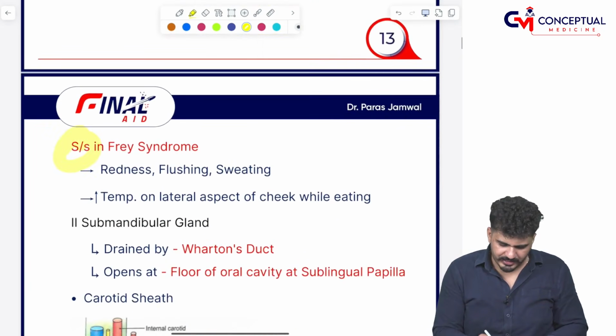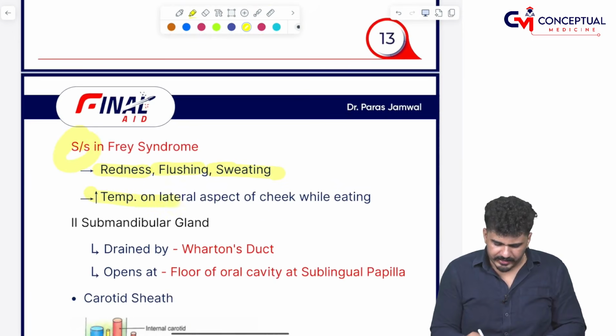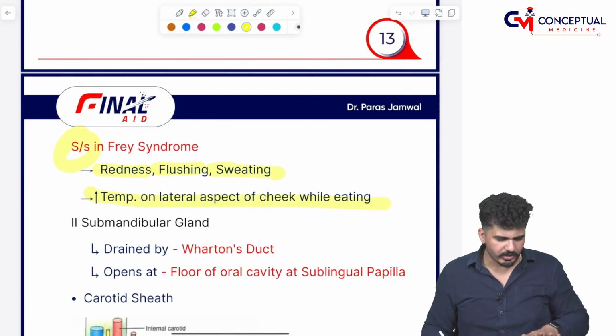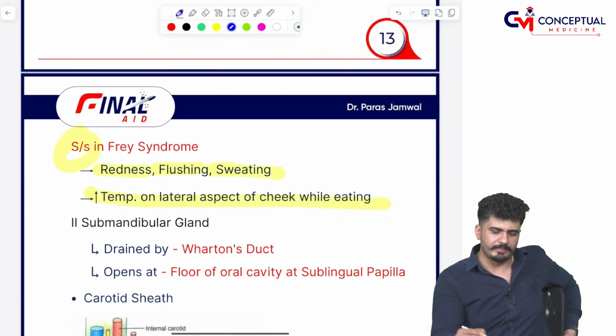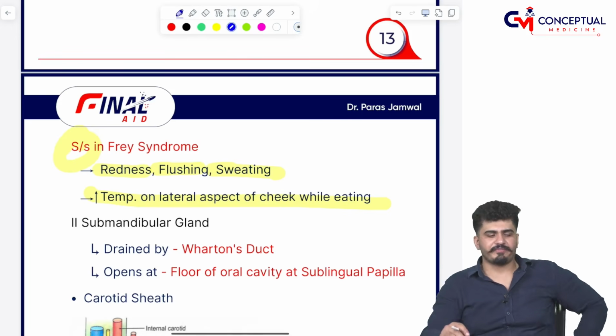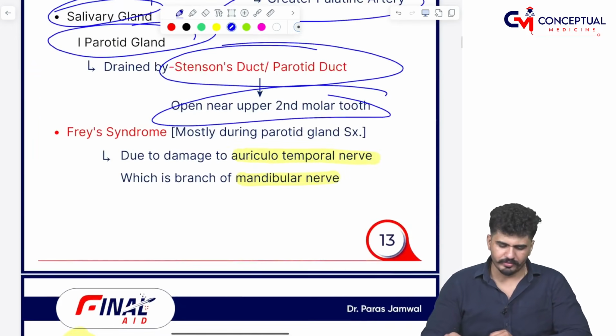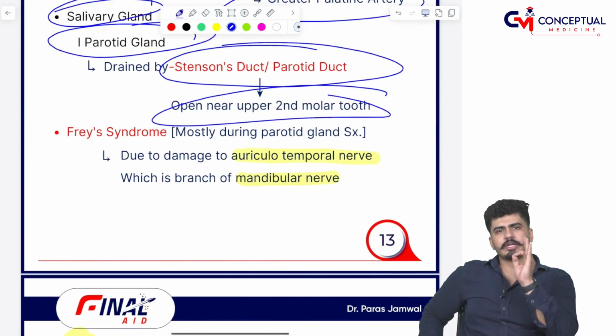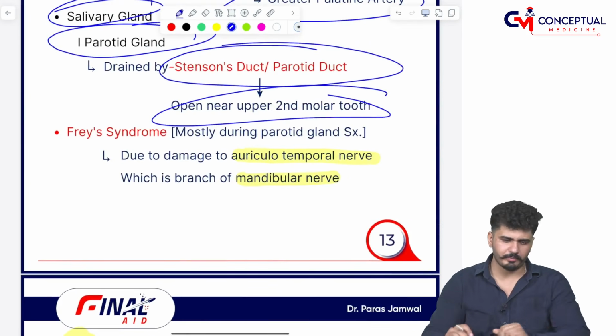So the signs and symptoms are redness, flushing, sweating, increased temperature on the lateral border of the teeth, just gustatory sweating. Gustatory sweating you will see in Frey syndrome, and in Frey syndrome, which nerve were we talking about? Auriculotemporal nerve, a branch of the mandibular nerve.